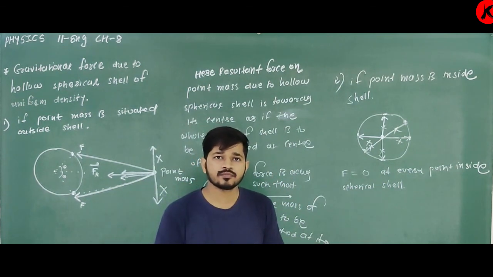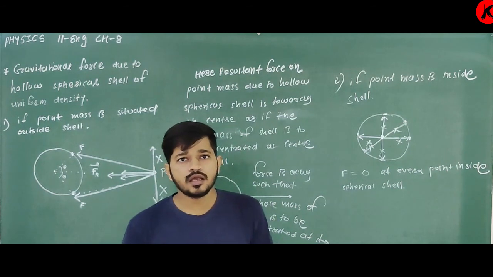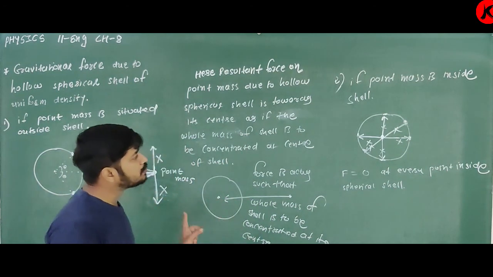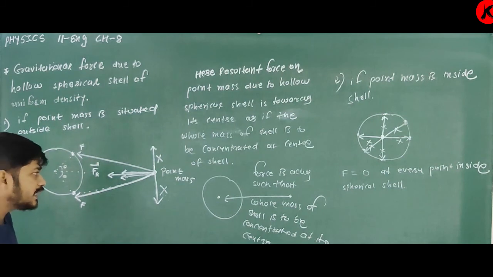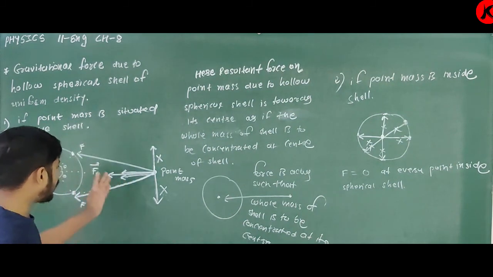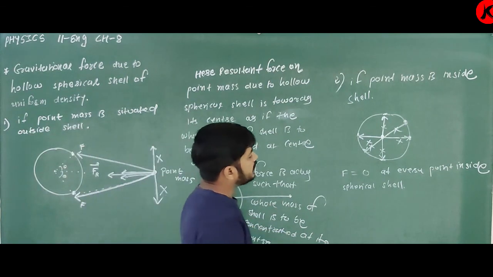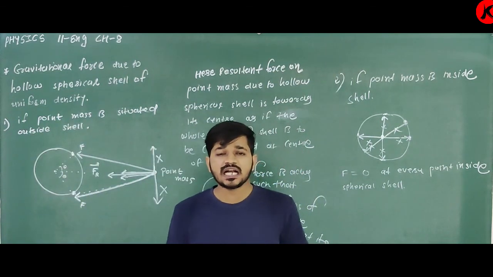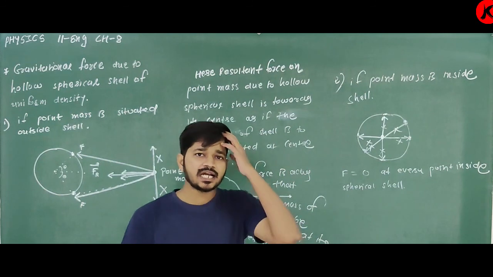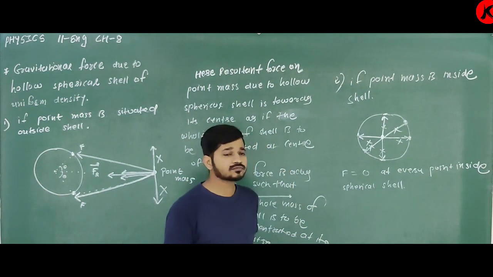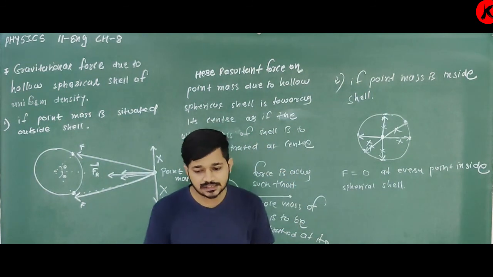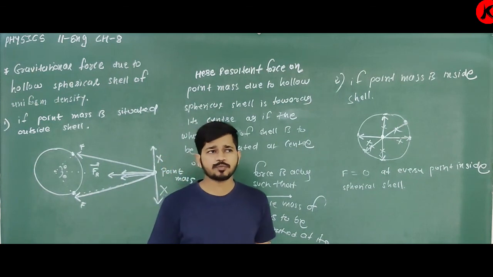Clear? So yes, you have to remember these two points. For a spherical shell of uniform density, the point is outside and the point is inside. These two cases are important, so take care about this. Clear? So yes, this is it for today. Next topic, next day.